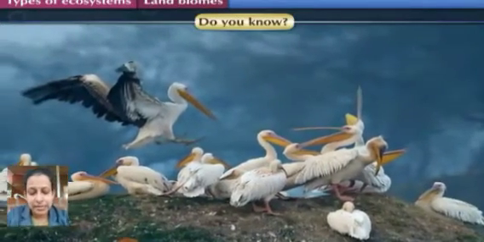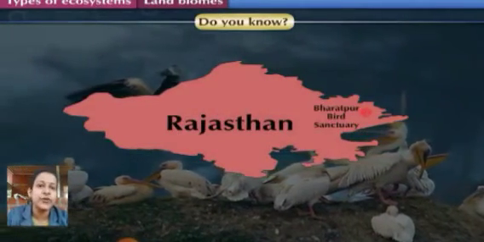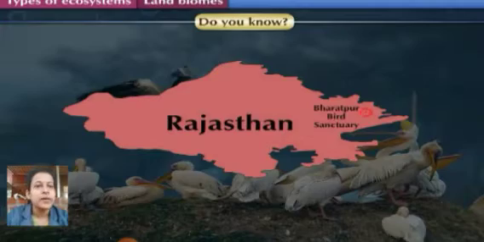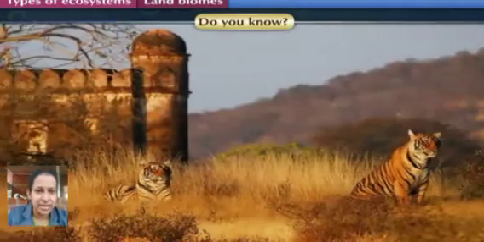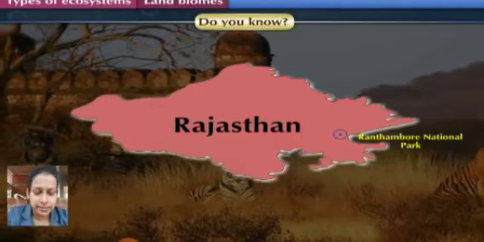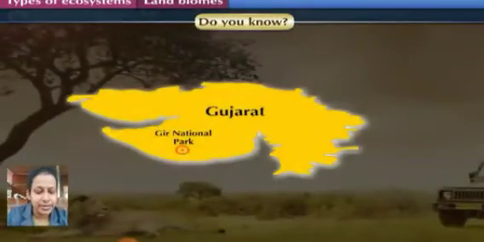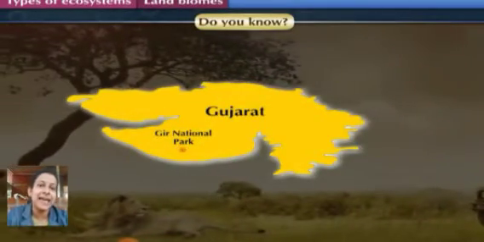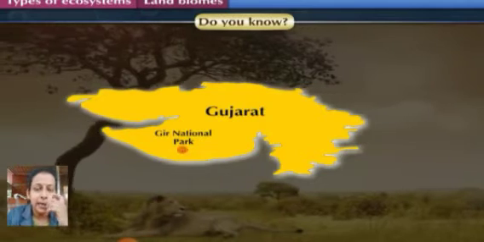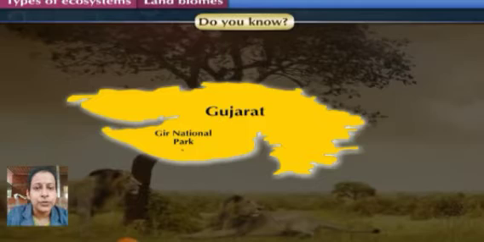Then the sanctuary at Bharatpur in Rajasthan is famous for aquatic birds. Ranthambore Wildlife Sanctuary, again in Rajasthan, is famous for tigers. Then the Gir Forest in Gujarat is the only habitat or shelter for the spectacular Asiatic lion. So this is regarding the forest ecosystem.